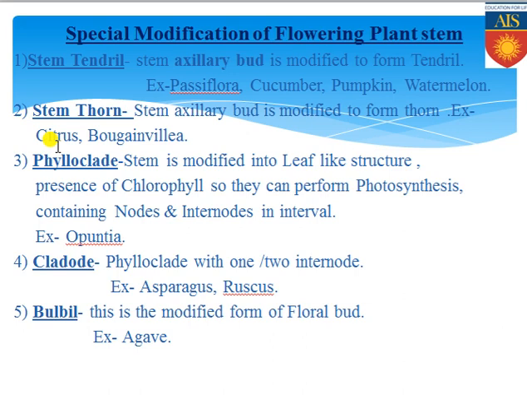An example is exclusively Opuntia, that is one kind of xerophytic plant. So for them this phylloclade structure can be found.